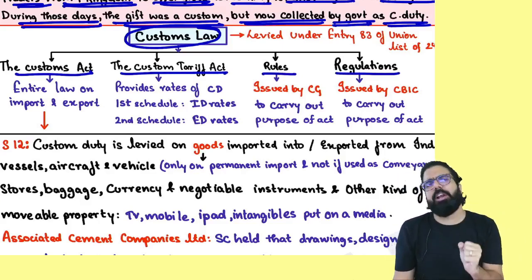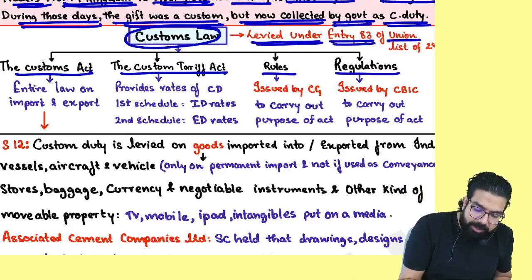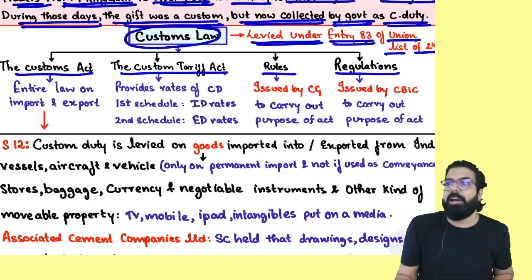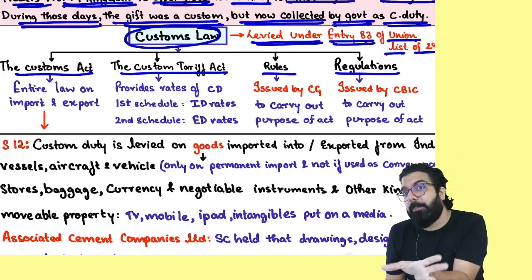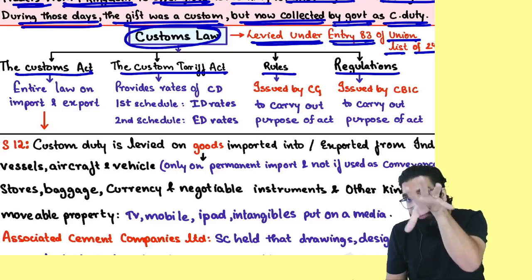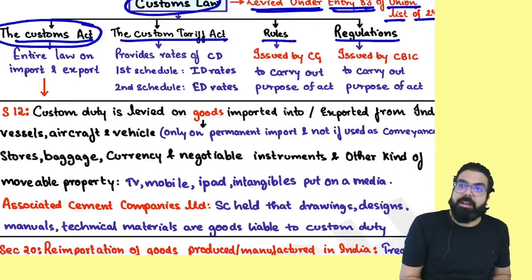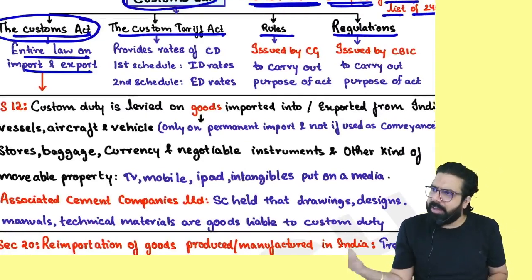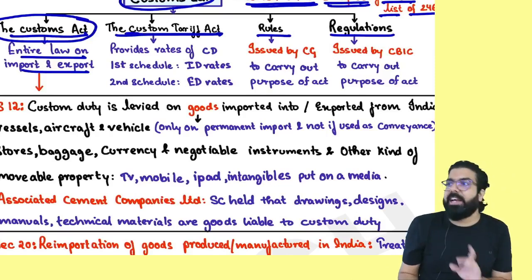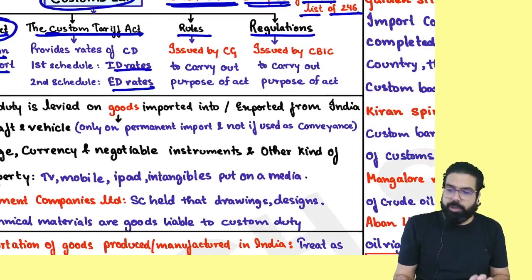State government or the central government? Always remember, it is levied under entry number 83 of the union list of article number 246. Basically, in the union list the law is made by the parliament and it is applicable to the whole of India. Now, the Custom Act consists of the entire law. Baba, what is the Custom Act? It's the entire law. What is the Tariff Act? Tariff Act gives you the tariff, the import duty ka rate and the export duty ka rate.